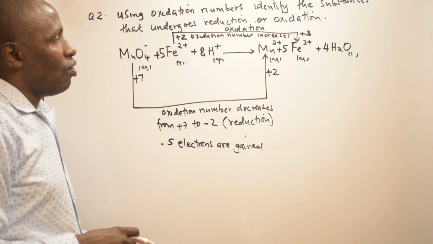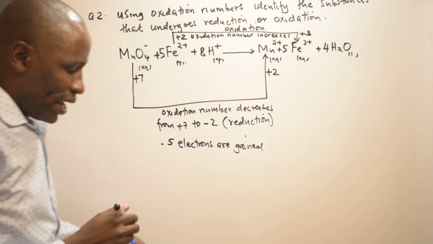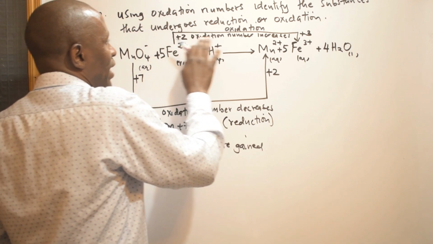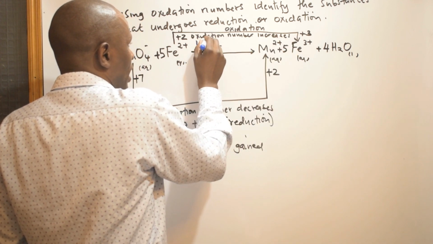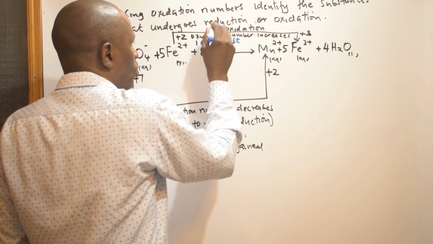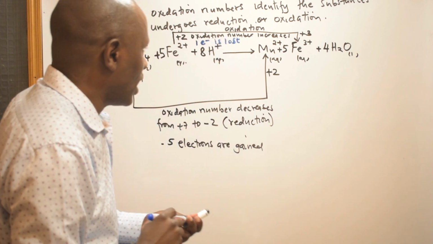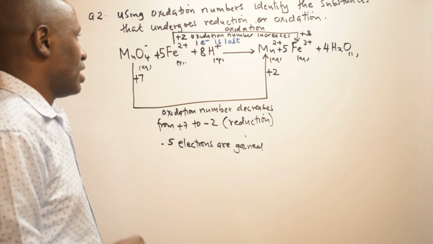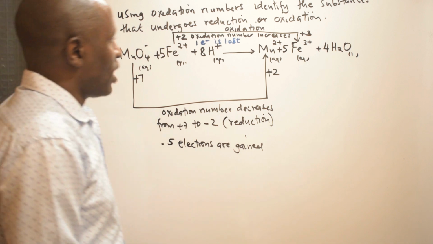Now, why does the oxidation number increase, especially by 1? By 1, this means that 1 electron is lost. Remember, we know that when electrons are lost, the oxidation number increases. And therefore, basically, that is what we're talking about.